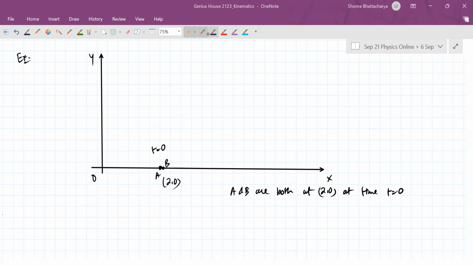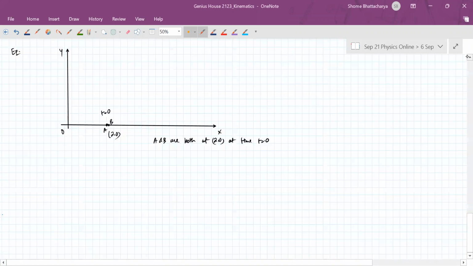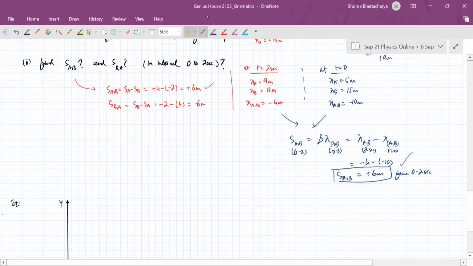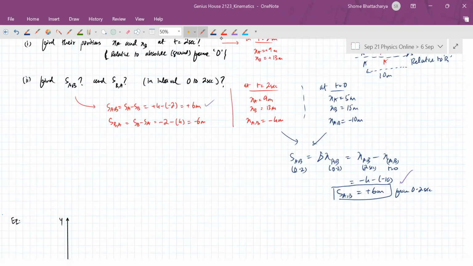Abhinav, let me clear your doubt. Okay, beta. I'll just go back to the previous example for a moment. We're talking about the second part, right? Displacement of B with respect to A. When you're applying this formula, what is the displacement of B in the ground frame? It is -2. And what is the displacement of A with respect to ground? It is +4. So that's how the relative displacement is becoming -6.